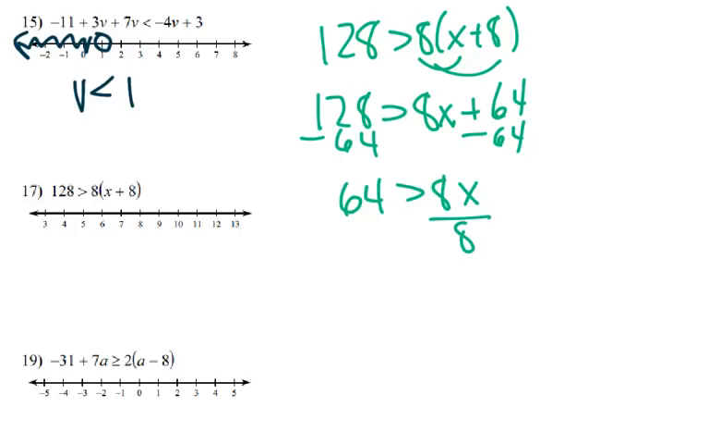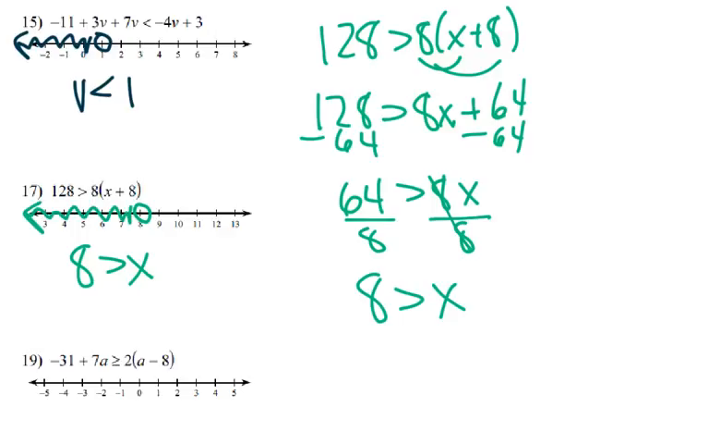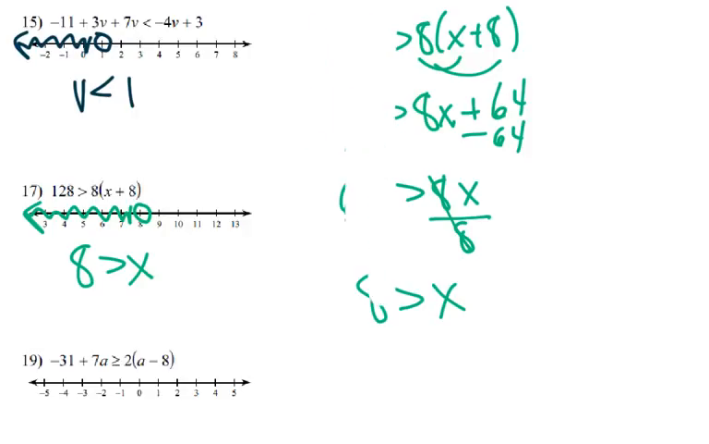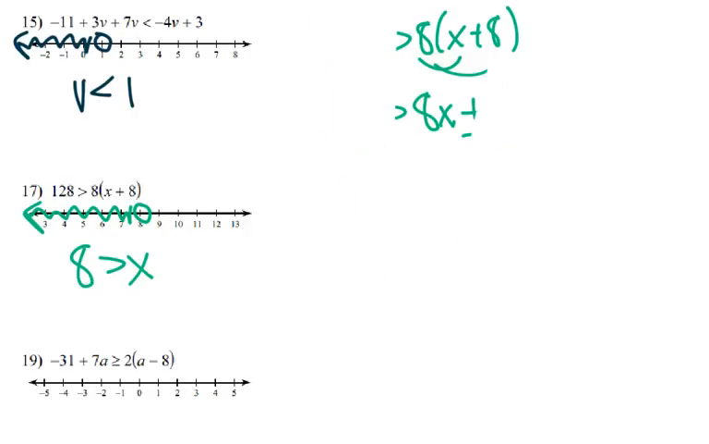Then we'll last divide by 8. Those cancel. 64 divided by 8 is 8. We don't change the sign because we divided by a positive number. So, hollow circle at 8. 8 is bigger, so we shade to the left. Okay, number 19. Same process.